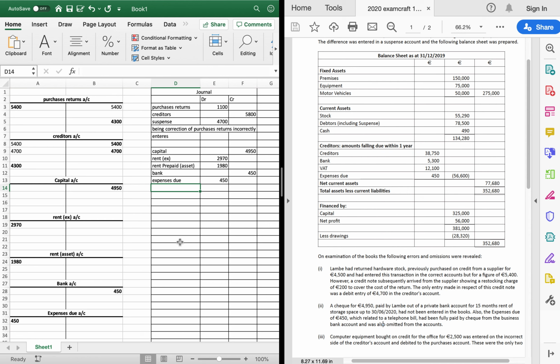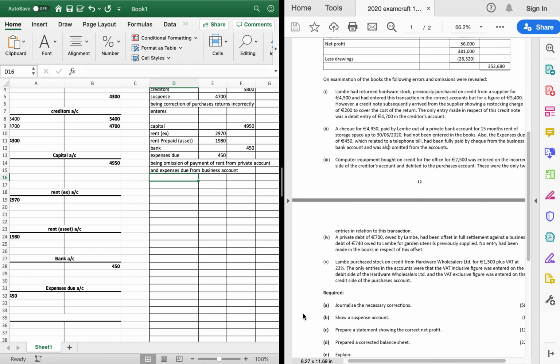So the journal for that, being omission of payment of rent from private account and expenses due from business account. Something like that for the marks.